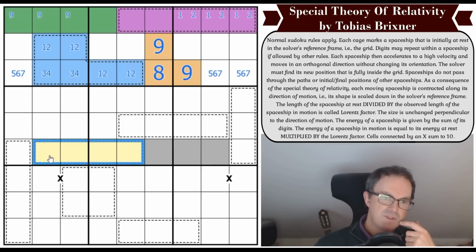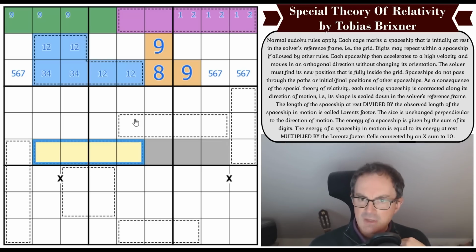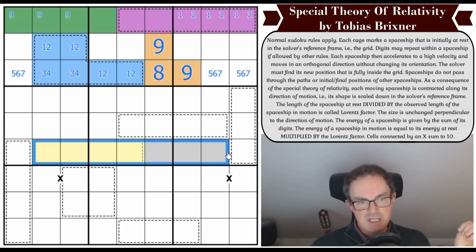And therefore, what's the Lorentz factor here? We put 4 over 3, is that right? Hang on, let me check. The length of the spaceship divided by the length of the spaceship in motion. Yeah, 4 over 3. So these digits should be divisible by 7, I think.